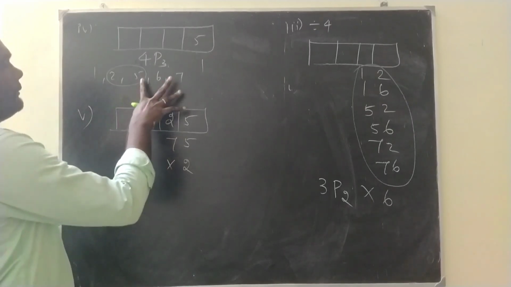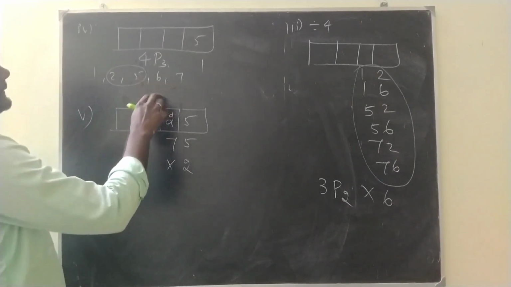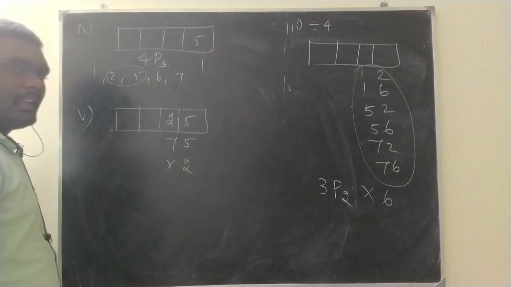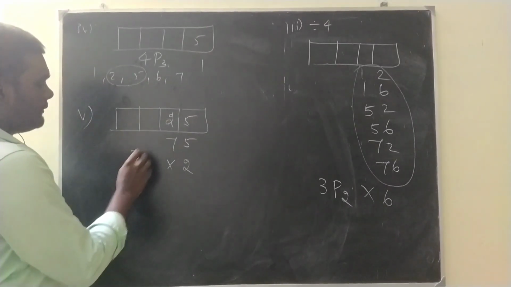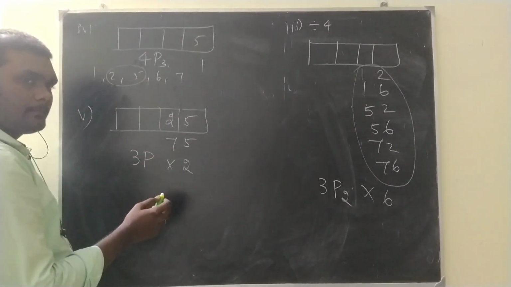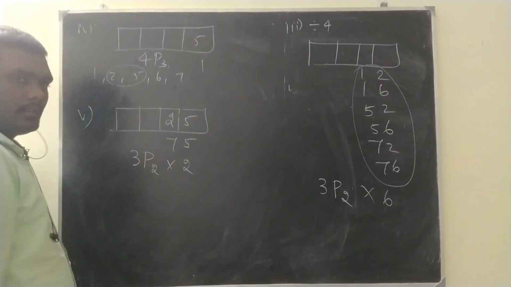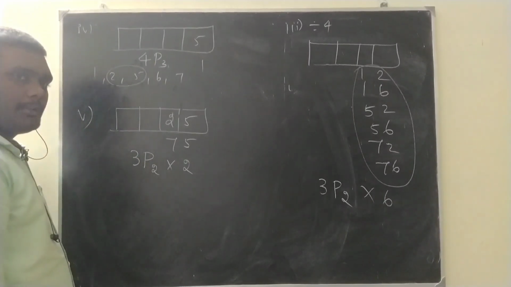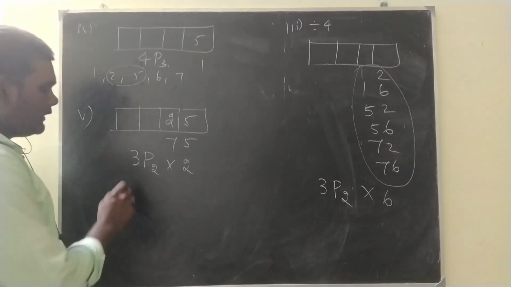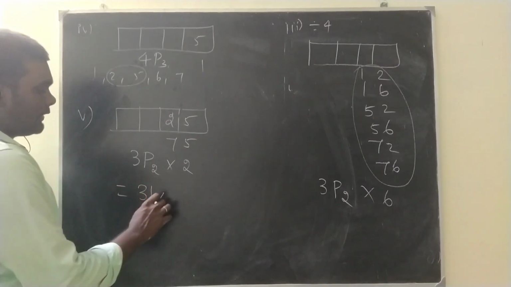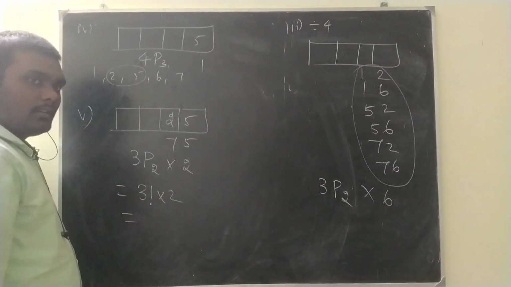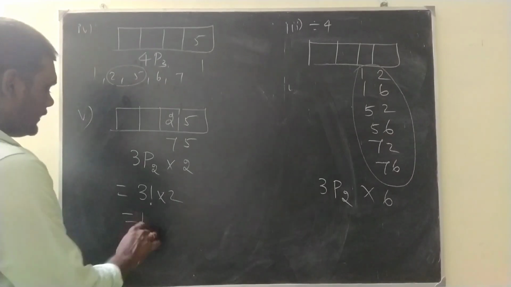After choosing these 2 numbers, how many numbers remain? 3 numbers. From the 3 numbers, how many do we need? 3P2. Okay, so 3P2 into 2. 3P2 is simply 3 factorial into 2. 3 factorial is 6. 6 2s are 12.